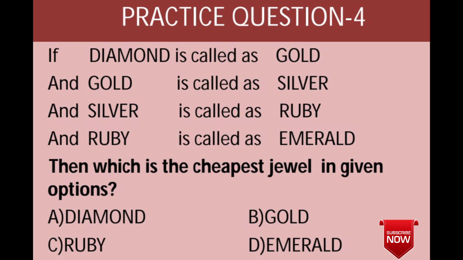Now coming to practice question 4, if diamond is called as gold, gold is called as silver, silver is called as ruby and ruby is called as emerald, then which is the cheapest jewel in the following options? You may see the options on the screen and I will give you 20 seconds of time to solve the question.